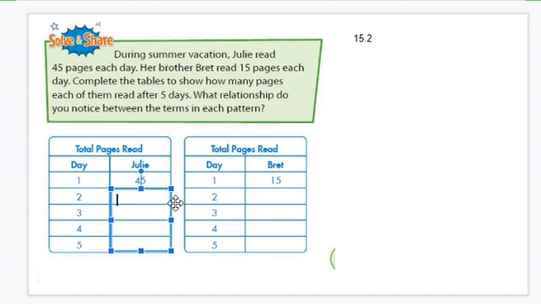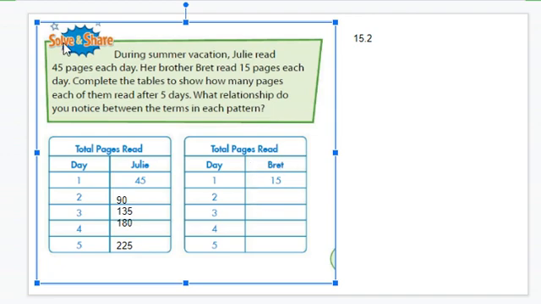All right, so 45 plus 45 is 90. And then 90 plus 45 is 135. And 135 plus 45 is 180. And then 180 plus 45 is 225, is how much she read after 5 days.